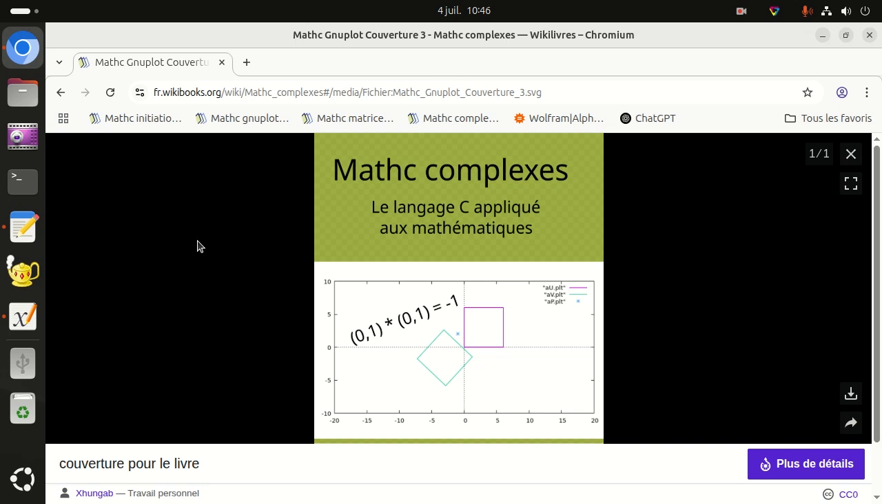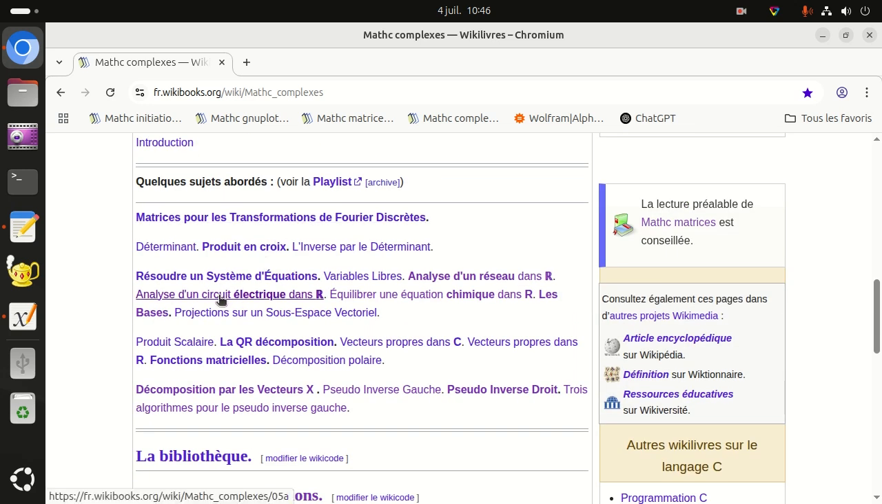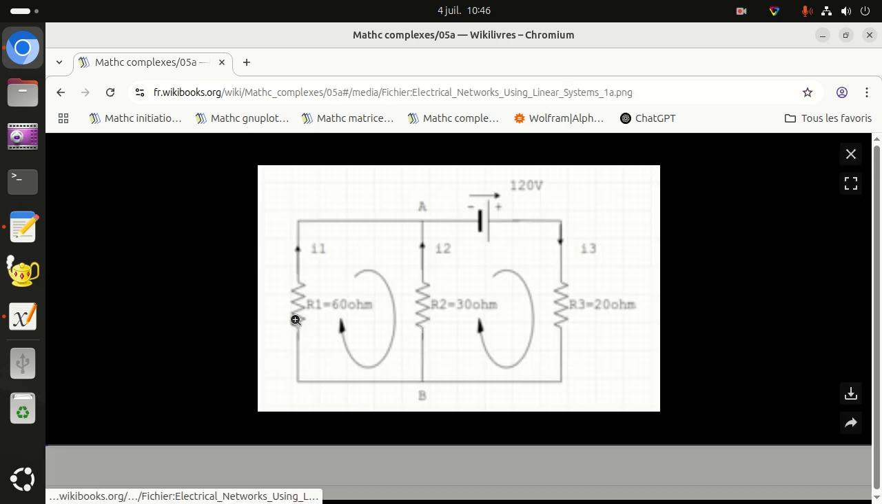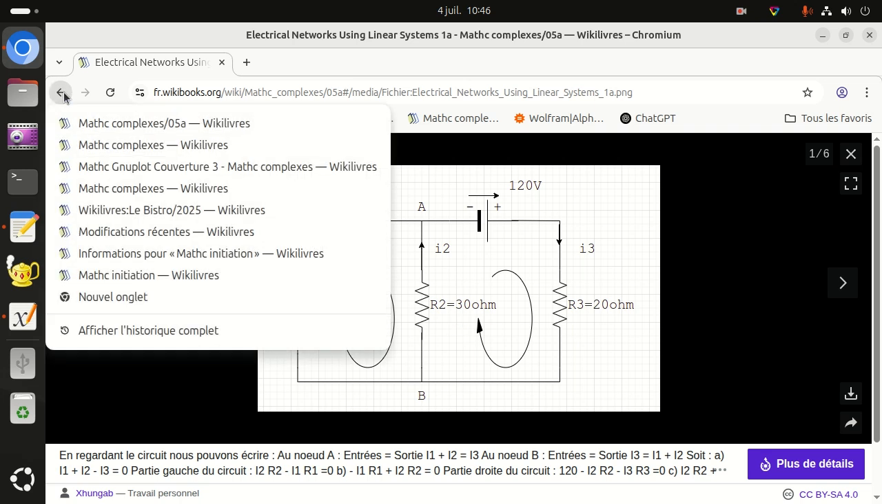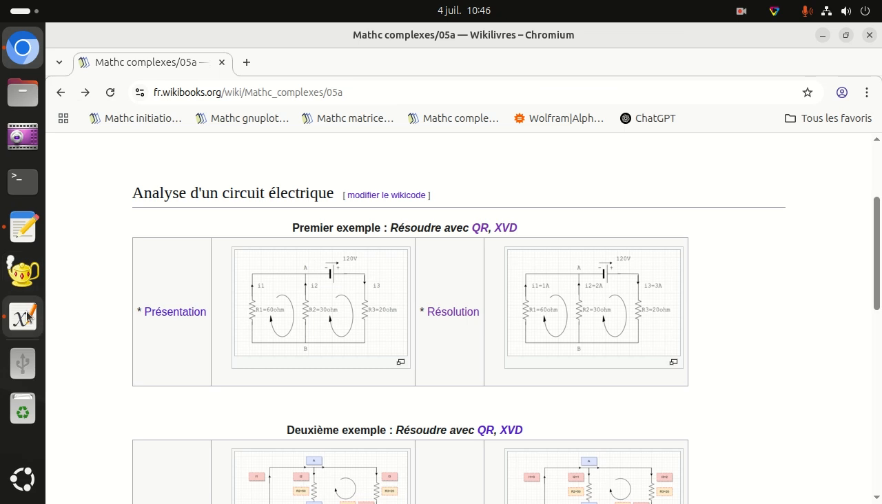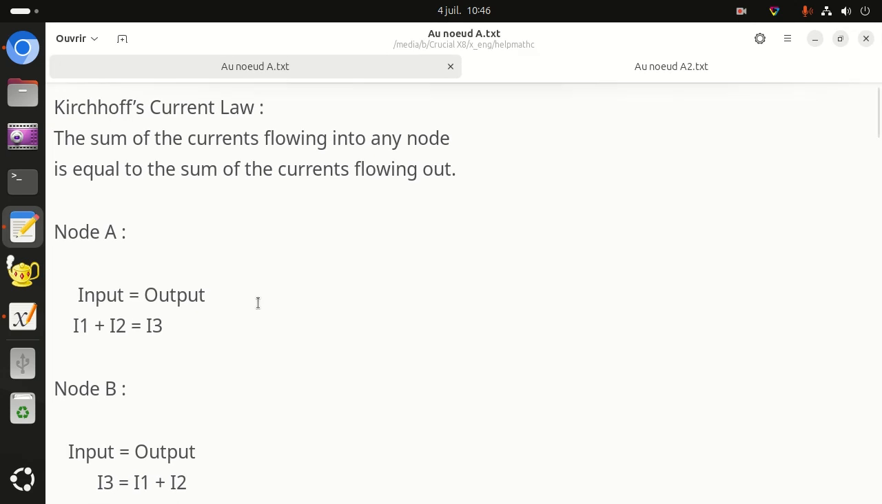Hi, today I want to use my linear algebra with complex value to study current circuit. This is an example of current circuit. I have drawn here the current circuit. To study this current circuit, I have decided to use the Kirchhoff current law.